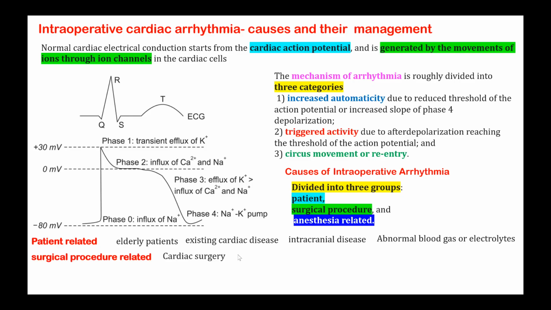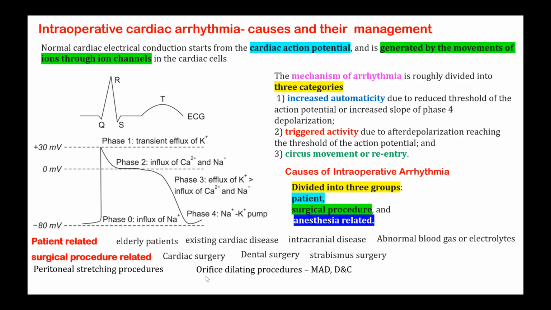And surgical related, it is usually present during cardiac surgery when they handle the heart, or it can happen during dental procedures, or after ophthalmic procedures, especially strabismus surgery, which is notorious for producing bradycardia. Or it can be peritoneal stretching procedures, or orifice dilating procedures like maximal anal dilatation for a fissure, or a D&C. And central venous cannulation also can stimulate and produce an arrhythmia.